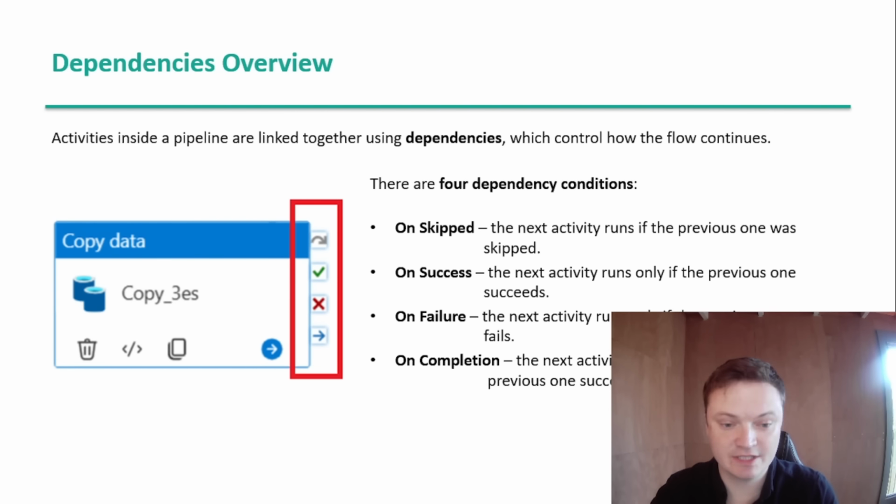The first one, which is at the top, is called onSkipped. The next activity runs if the previous one was skipped. OnSuccess, which is the green tick, means that the next activity runs only if the previous one succeeds. The next one, the red X, is onFailure. The next activity runs only if the previous one fails. And the last one, the blue arrow, is onCompletion. The next activity runs regardless of whether the previous activity succeeded or failed.